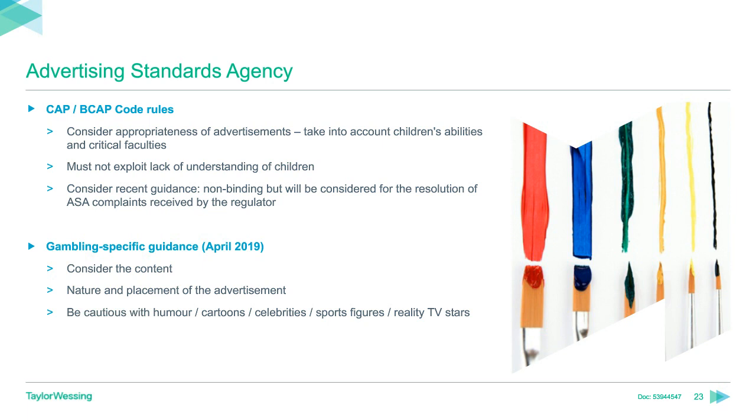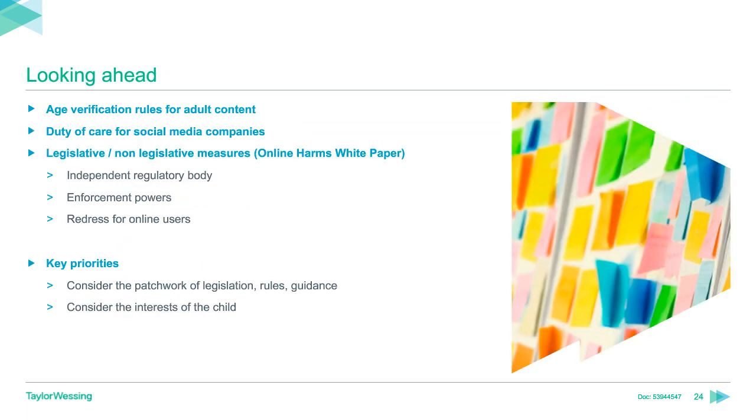Now that we've looked at relevant rules and regulations in place at present, I'll move on to look at emerging rules and what we might expect going forward, looking ahead. So the first is age verification rules for adult content. The UK intends to bring in age verification for online adult content. Commercial providers of online content and pornography will be required to carry out age verification checks on users to ensure they are 18 years or older.